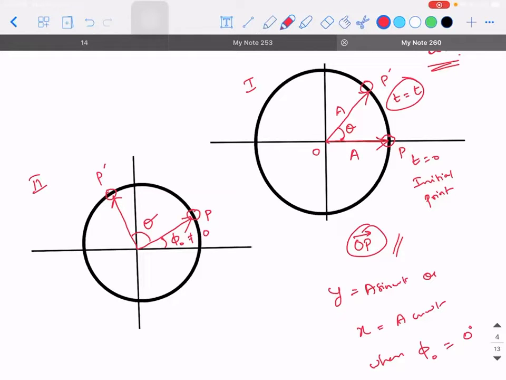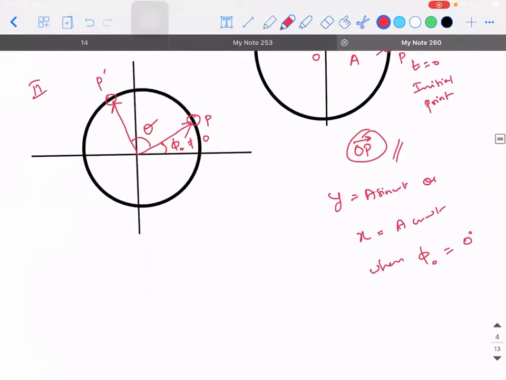In this kind of scenario, how are you going to write the displacement equation? That is a very, very simple thing. y is equal to a sin of omega t; you are not going to disturb anything in this. The only additional factor is you will add a phi naught to it.